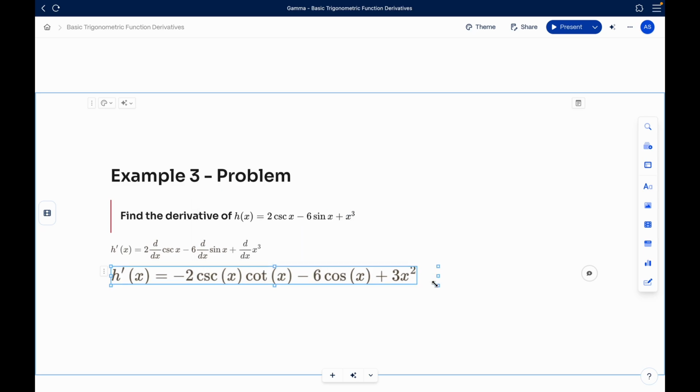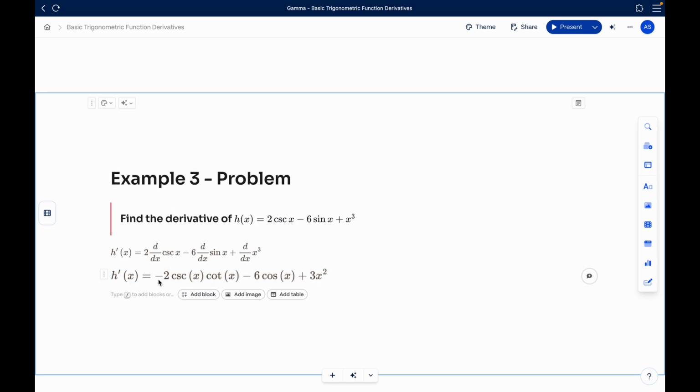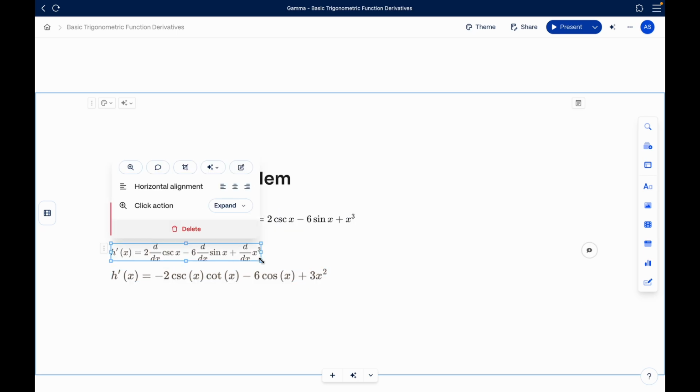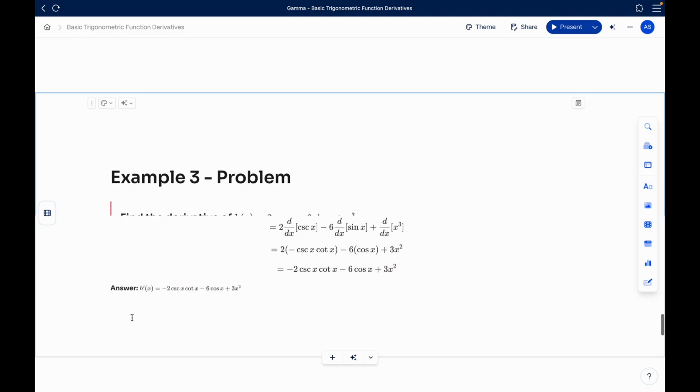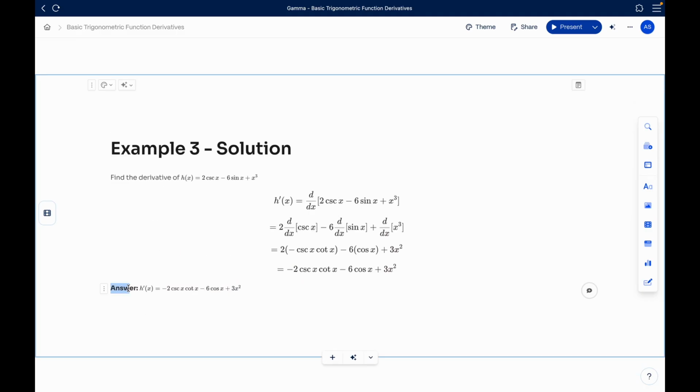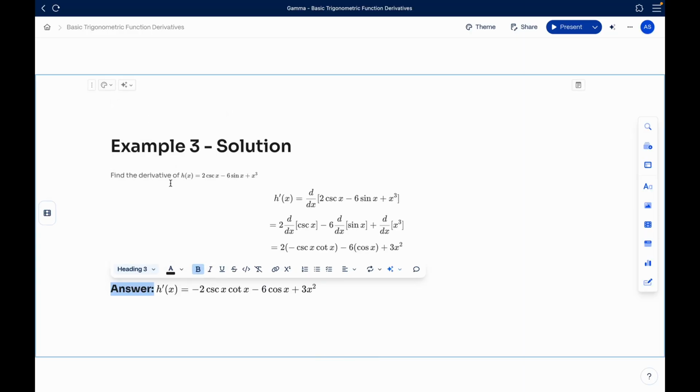The answer to this problem is h dash of x is equal to 2 cosecant of x cotangent of x minus 6 cosine of x plus 3x squared. And over here, here's the solution. The answer is, as I said earlier when I was explaining the problem, h dash of x is equal to negative 2 cosecant of x cotangent of x minus 6 cotangent of x plus 3x squared.